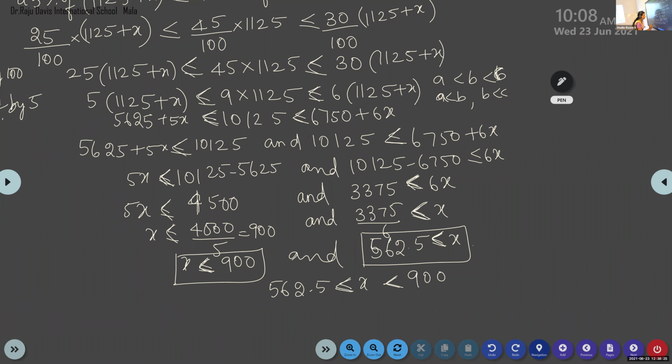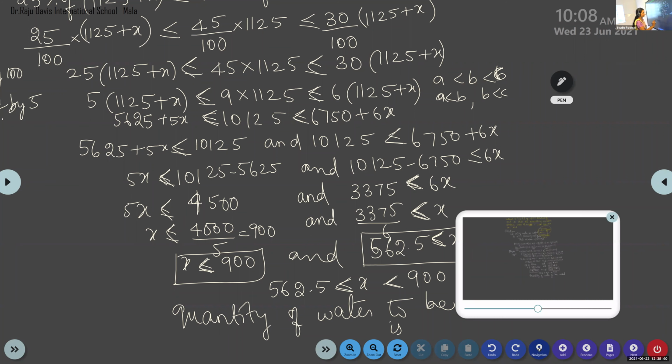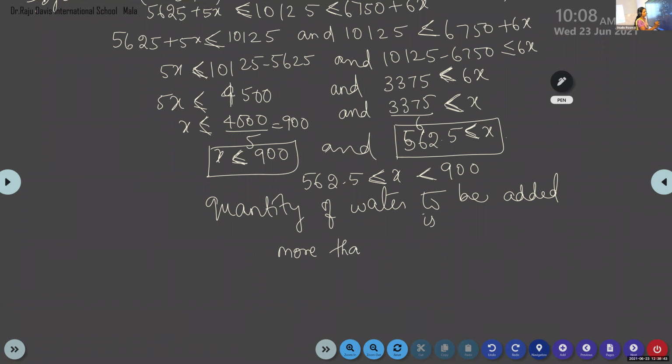So the quantity of water to be added. What is the conclusion we can say here? The quantity of water to be added is, what can we say? It should be greater than 562.5 liters and less than 900 liters. The quantity of water to be added is more than 562.5 liters and less than 900 liters. Okay? Is it okay, children?